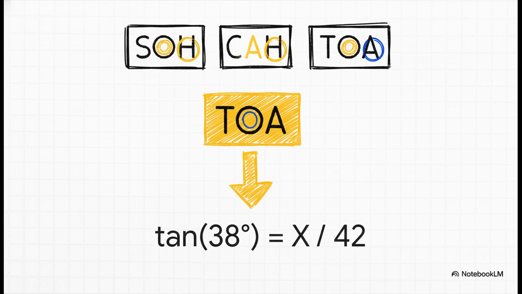Well, we need the opposite side, the O, and we have the adjacent side, the A. Which part of our code uses O and A? That's right, TOA, tangent. So we set up our equation: the tangent of 38 degrees equals opposite, which is X, over adjacent, which is 42.